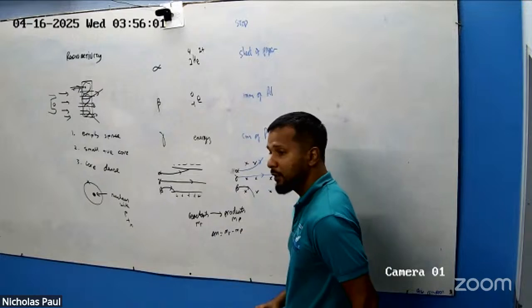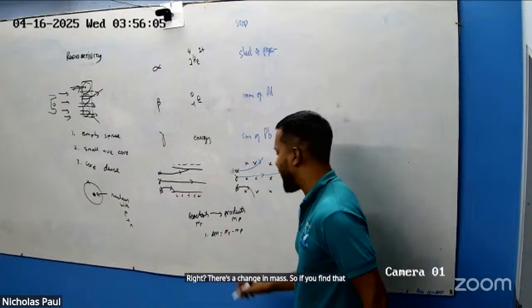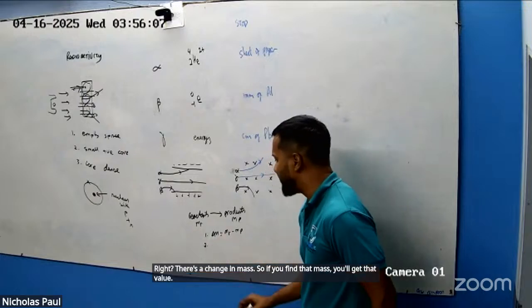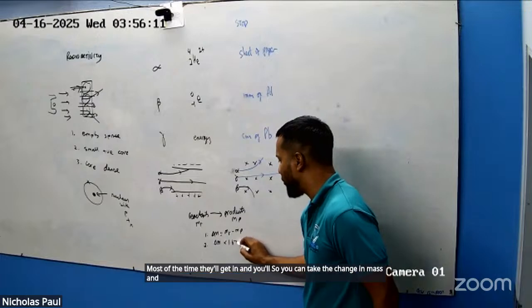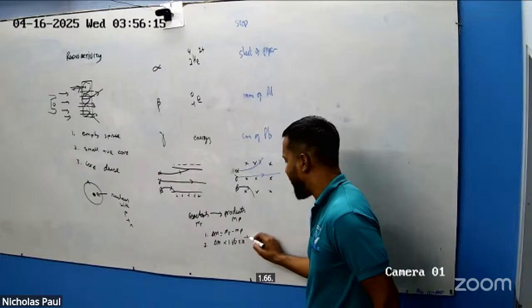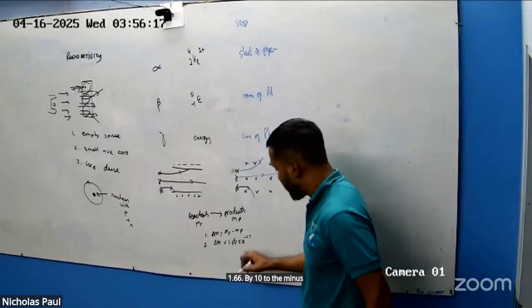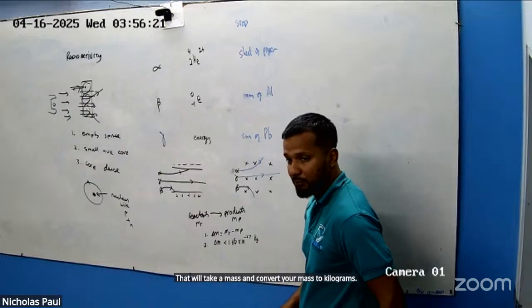Right? There's a change in mass. So if you find that mass, you'll get that value. Most of the time, you'll get it in u. So you can take the change in mass and multiply it by 1.67 or 1.66 × 10^-27. That will convert your mass to kilograms.